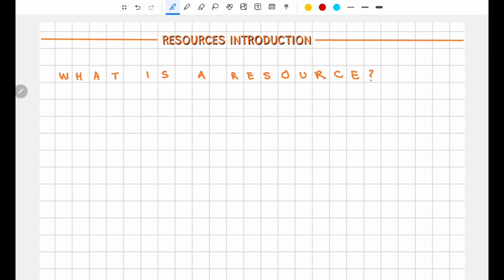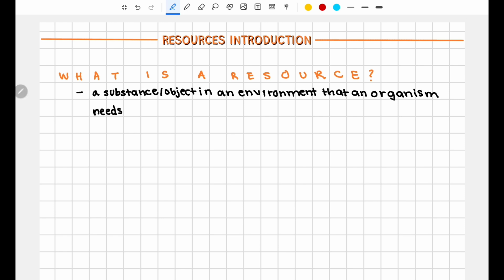First, let's go over what exactly a resource even is. That way we can look at different examples and really understand why they're so important to life itself, basically. Resources are substances in an environment that an organism needs. It could be for growth or to maintain how it is currently, or reproduction, or just to live, to breathe. They need that resource. So let's look at some examples of resources.